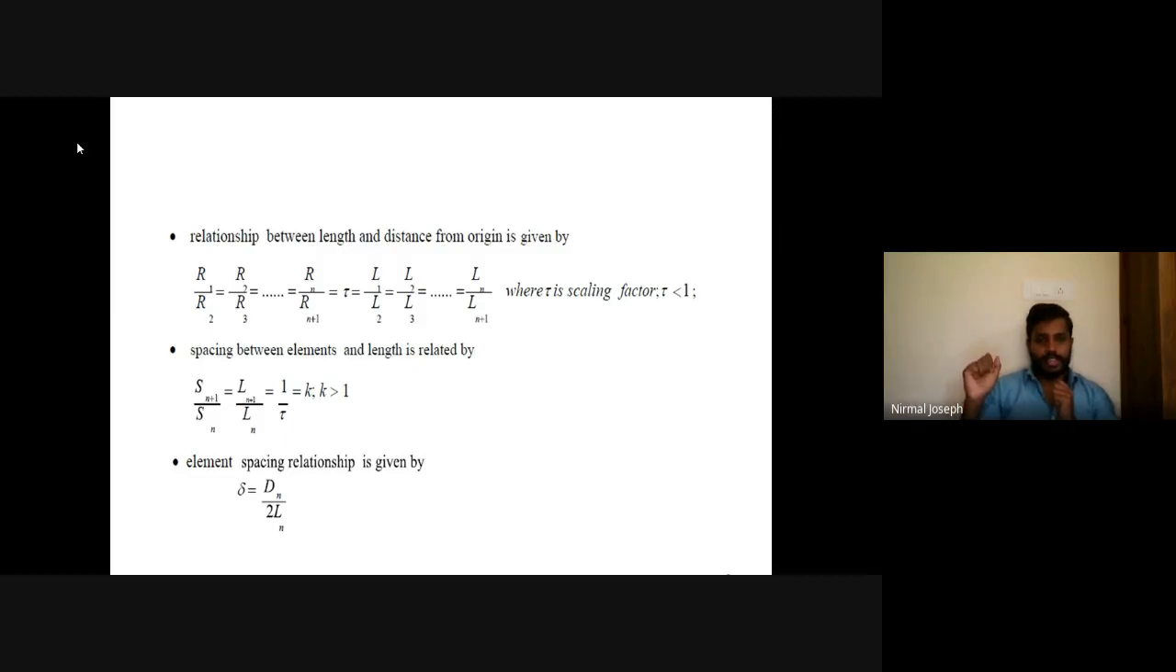Then the element spacing relationship is given by delta is equal to dn divided by 2ln. That is just a relation between element spacing and this Ln, which is the individual element length.